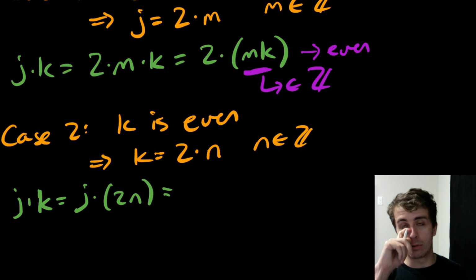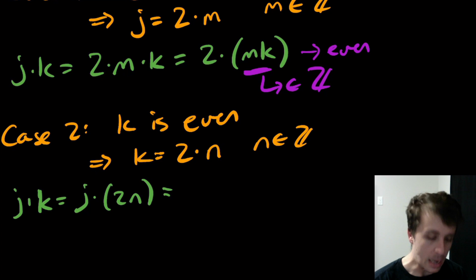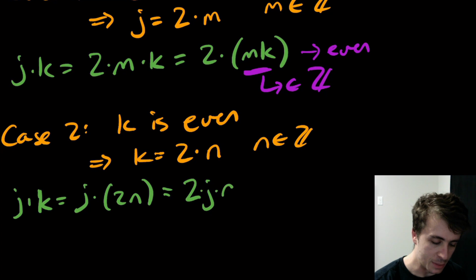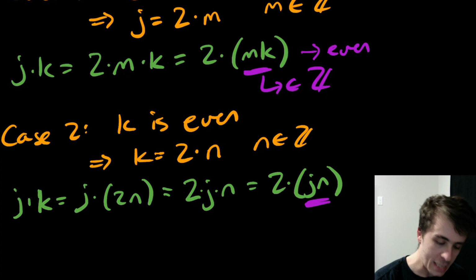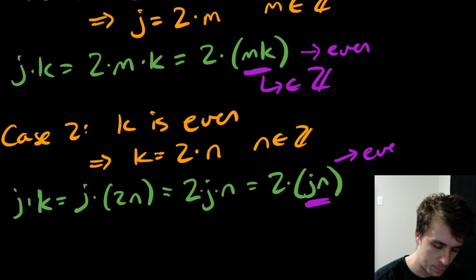Note that you can do the multiplication in any order that you want. It's something called commutative, for integers at least. So I can move the 2 out in front, and then j times n on the inside, and do the same trick that we did before. And we know that j times n is an integer, because they're both integers. And so this thing is even too.